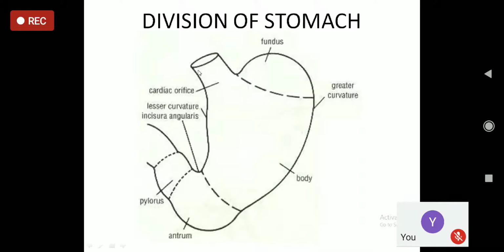Then which curvature is this? I'm pointing, this one is the lesser curvature, and this one is the greater curvature. In the lower part of the lesser curvature, there is a deep indentation, which is known as the incisura angularis. Remember this point in the lesser curvature, the deepest point, a deep notch present in the lower part of the lesser curvature. This notch is known as the incisura angularis.